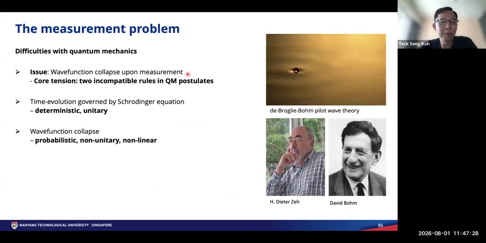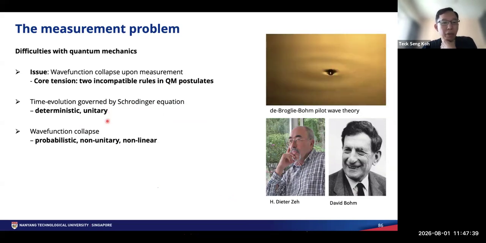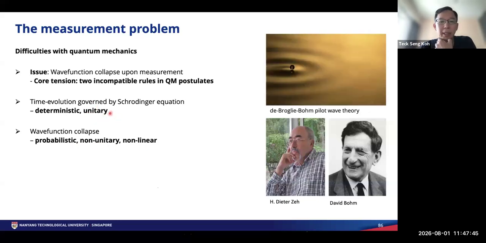And the problem is this: there's a core tension between two incompatible rules in the quantum postulates. Time evolution is deterministic and unitary. It can go forward and backward in time. You can calculate that. Wave function collapse is probabilistic. It's not unitary. It's not linear. Time evolution is also linear, by the way.